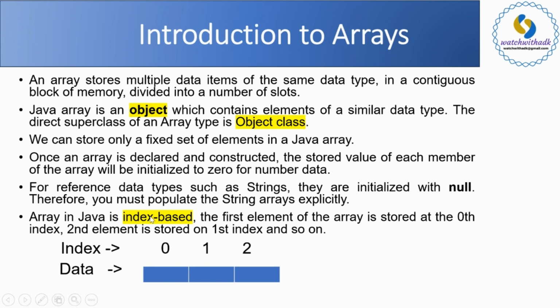Array in Java is index based. The first element of the array is stored at the 0th index, the second element is stored at the first index, and so on. So here you can see the array index is starting from 0. So if you have declared an array of size 5, then the index will start from 0 and end at 4. 0, 1, 2, 3, 4.